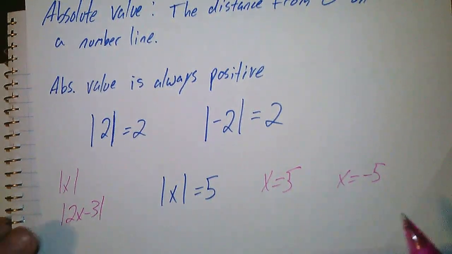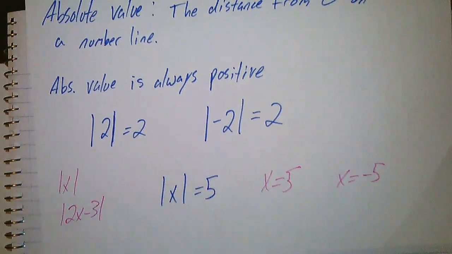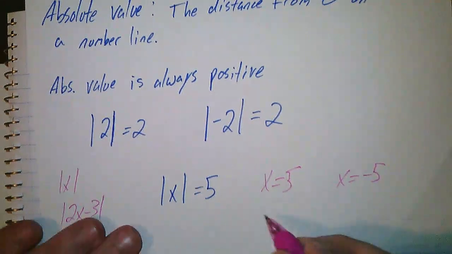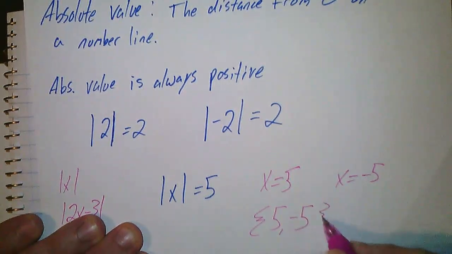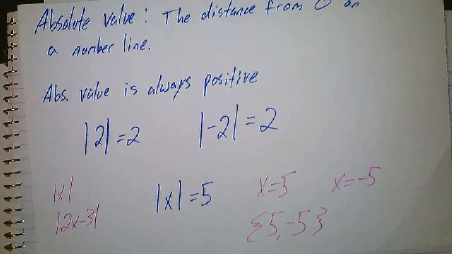So, again, like we talked about, what would give us an absolute value of 5? Both positive 5 and negative 5. And so we put this in a solution set. It doesn't matter which order they go in, at least in the ALEKS program.